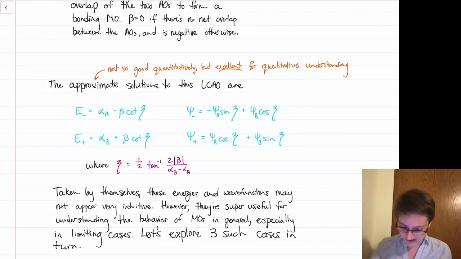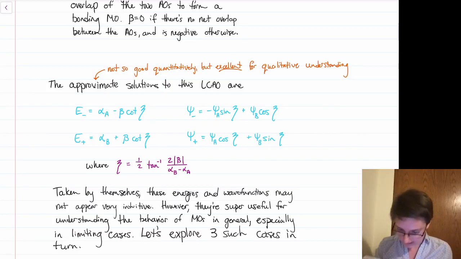We have, for example, with our energy expression, that the energy of the anti-bonding orbital is equal to the energy of whatever the orbital is on atom A minus beta, that stabilization energy component, times the cotangent of some variable zeta, or squiggle if you like, which in turn has a lot of variable dependence on beta and on the difference in energies between the two orbitals.